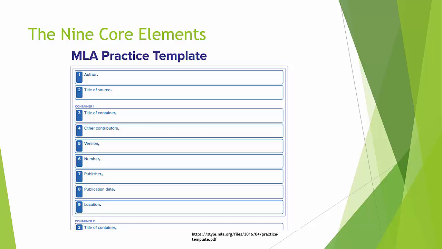Our fifth element is version. This would be something like unabridged version, version 1.5. Again, this is spelled out and it ends with a comma.